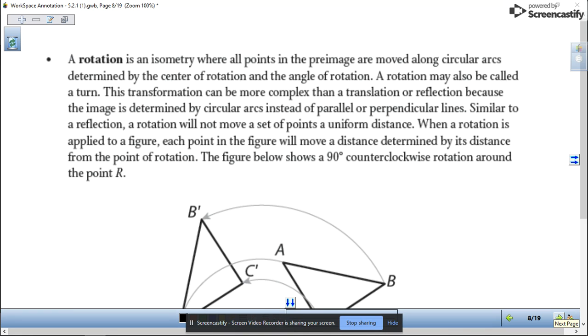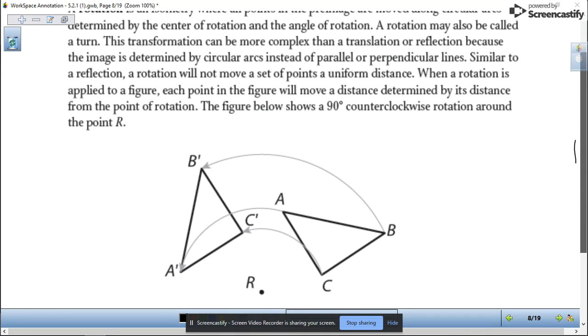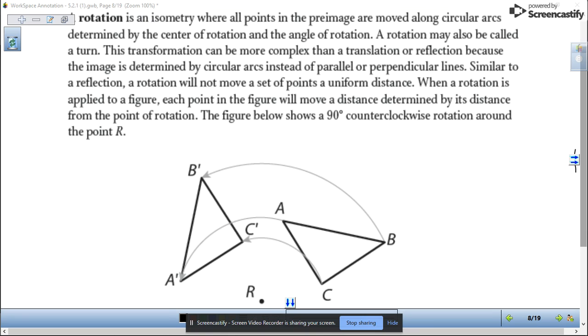A rotation is much more complicated. A rotation is an isometry where all points on the pre-image are moved along circular arcs determined by the center of rotation and the angle of rotation. A rotation may also be called a turn. This transformation can be more complex. I'll let you read all the rest of that.